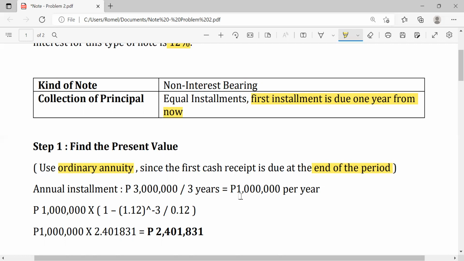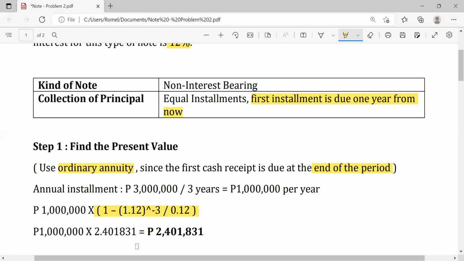So that's it. How much is the annual installment? For every year, we will be collecting 1 million pesos. So what is the formula? 1 million pesos times 1 minus 1.12, open and close parenthesis, raised to negative 3, divided by 0.12. So this is the ordinary annuity formula.